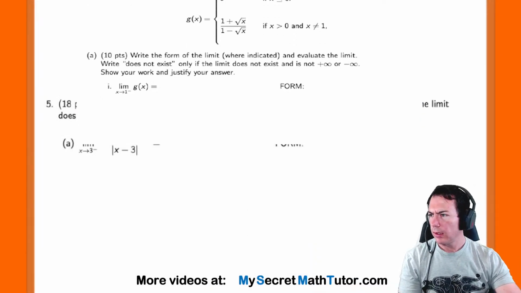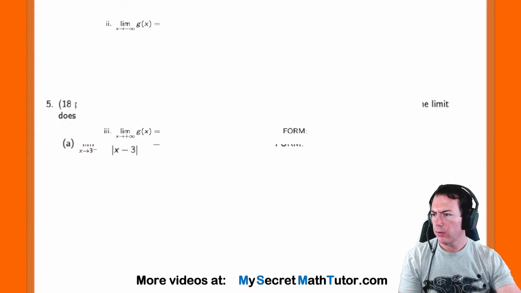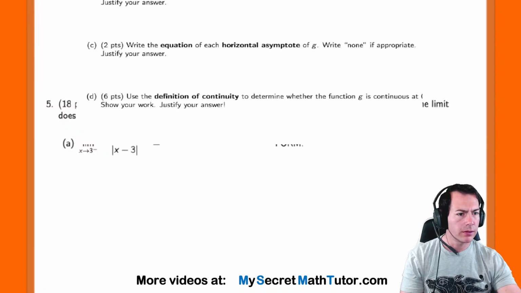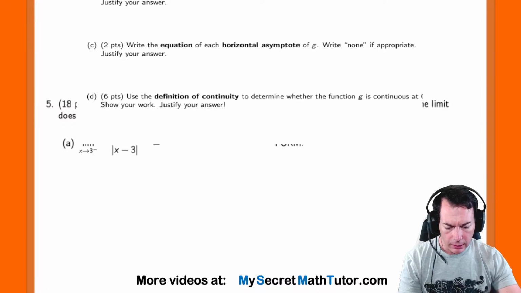Let's see, do we need any... I don't think this is associated with any graph or anything. Nope. So I'm going to take this off of here so we can actually see what we're doing. Yeah, let's read the problem.